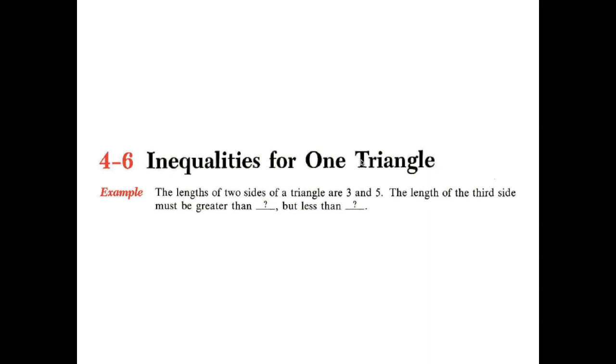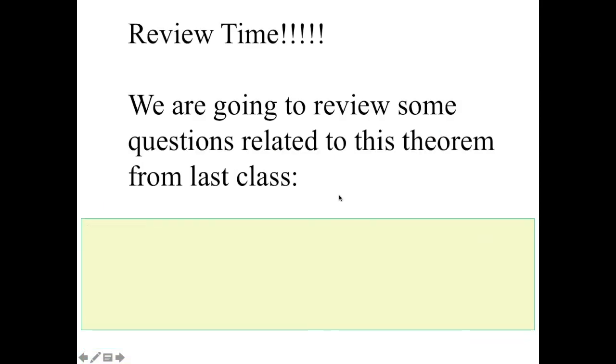Inequalities for one triangle. The length of two sides of one triangle are 3 and 5. The length of the third side must be greater than 2, but less than 8. 5 minus 3 is the 2, and 5 plus 3 is the 8. And they're positive numbers, so we don't have to worry about absolute value there. So got the answers. Not too hard, but now hopefully you understand why and you have it proven.